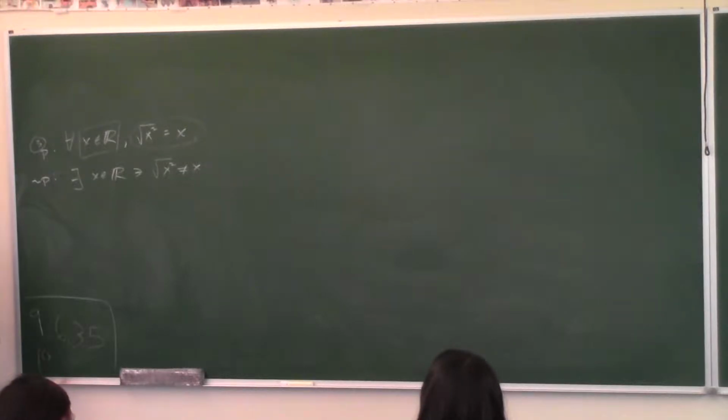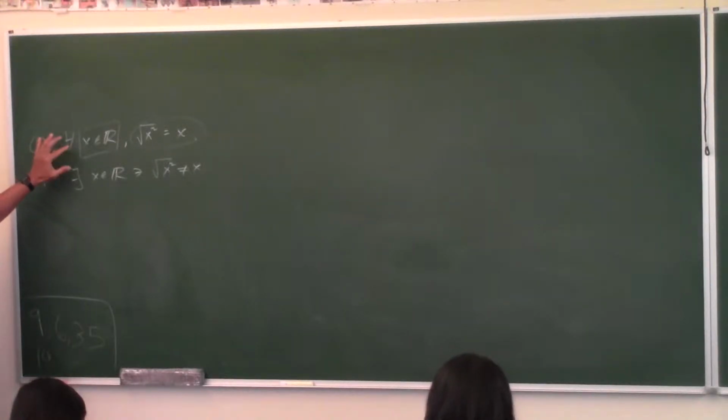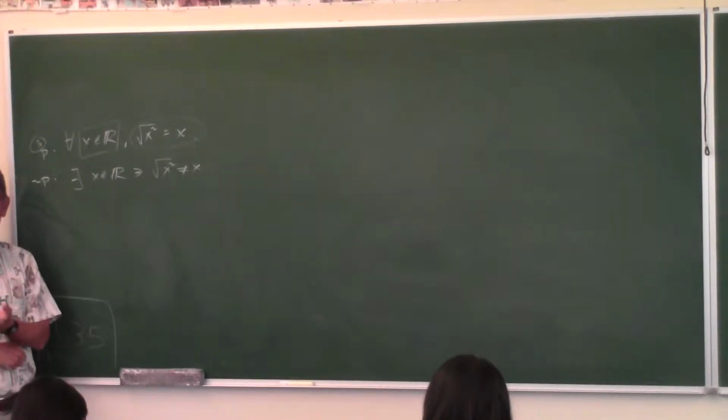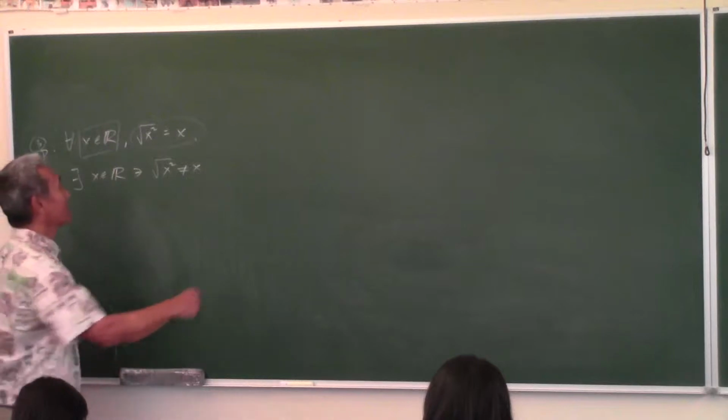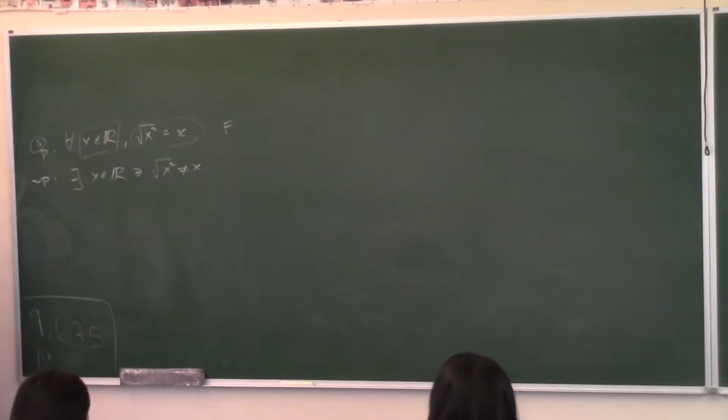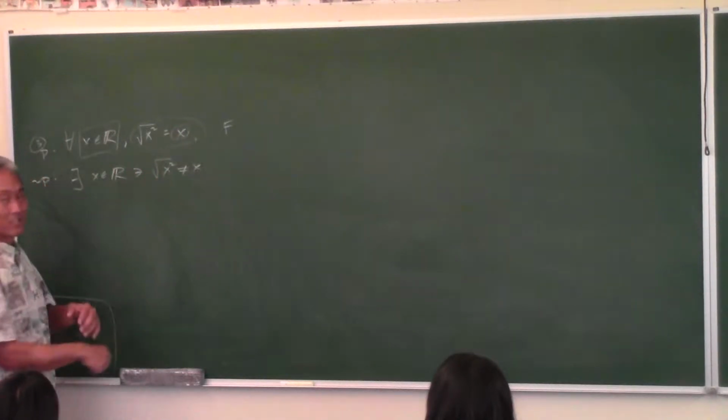But now you have to state whether the original statement is true or false. Here's the original statement: for all real numbers x, the square root of x squared is equal to x. Now I know you guys see the answers on the bottom, but you gotta know. This is false. The square root of x squared is not equal to x. What do I have to change this to make it true?